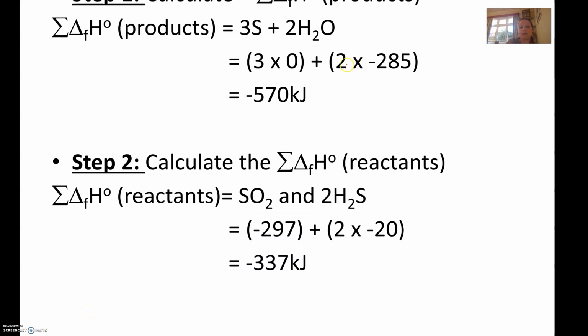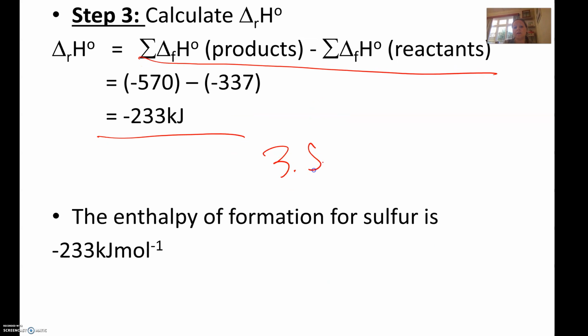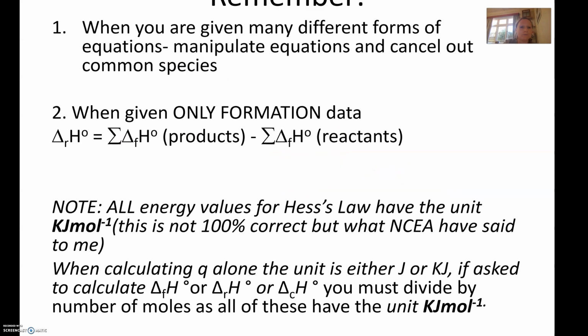Okay, so we add up the sum of the products, the sum of the reactants, remembering to times this one by 2, and then we do the final products minus reactants here, and we get our answer into 3 sig fig wherever possible, which you should actually do every time, so you just never make a mistake. Okay, that is it. That is the whole lesson, and all you have to do is practice.